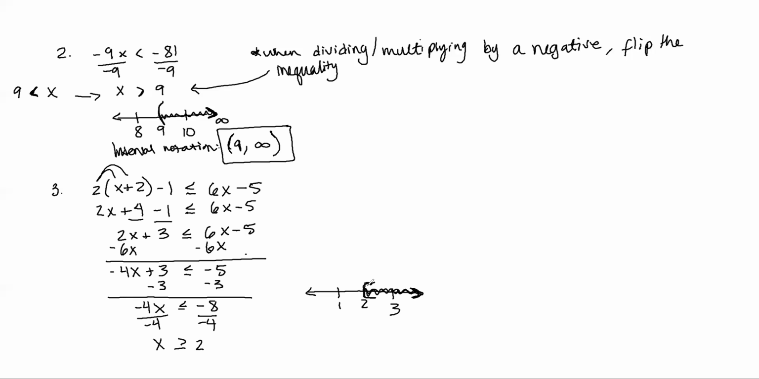And our interval notation is going to start at 2 with a bracket, comma, we're going all the way to the right, which is all the way to positive infinity. Always use parentheses there. So you can have this kind of mix between brackets and parentheses. That is perfectly fine.